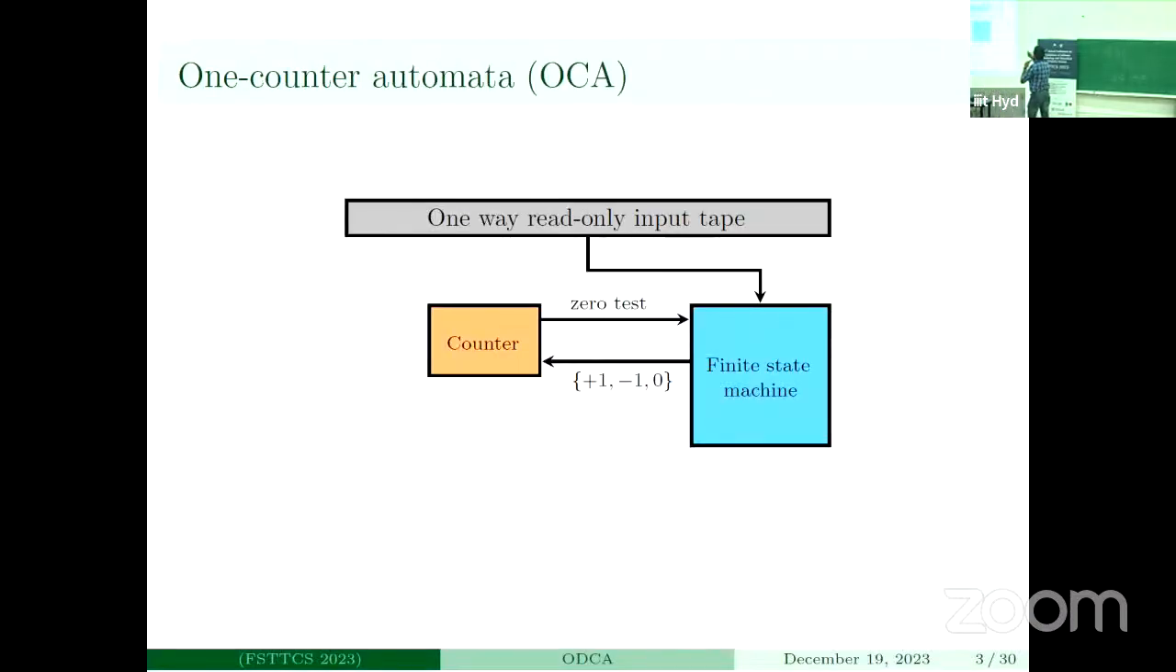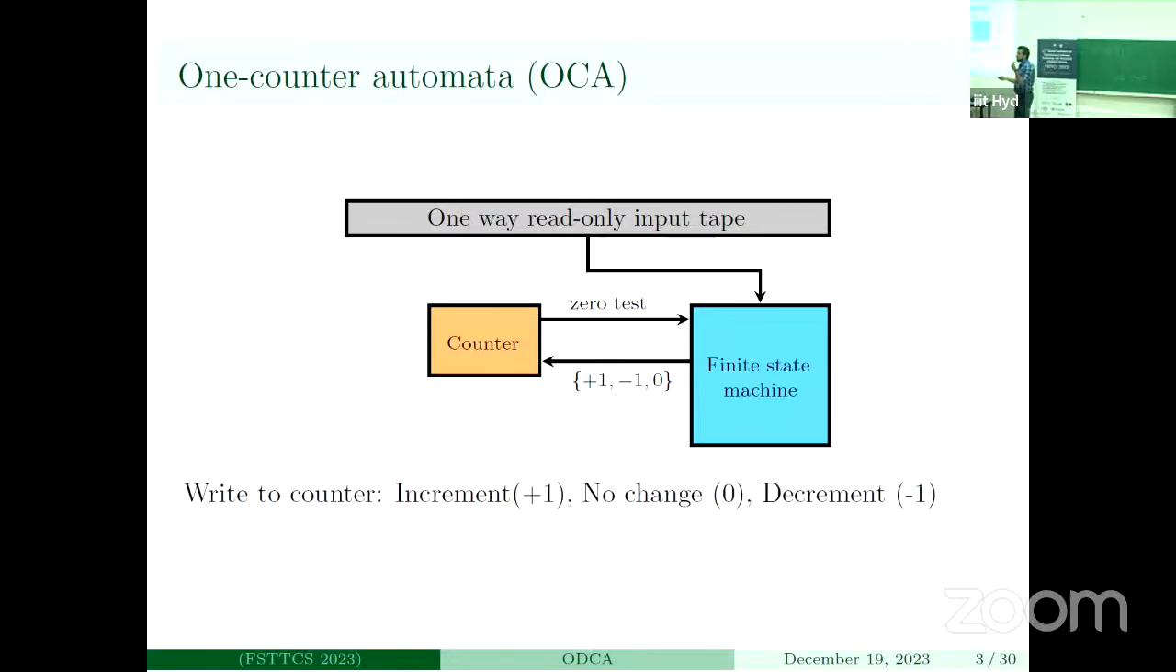You can think of it as a finite state machine with a counter, which reads from a read-only input tape. Just for the sake of completeness, the finite state machine can increment the counter, it can decrement the counter, or it can choose not to do anything to the counter on reading an alphabet from the input tape. It can also test the counter for 0.